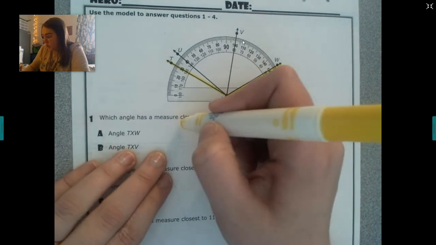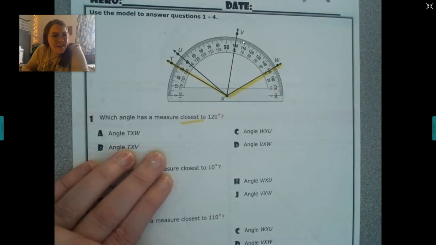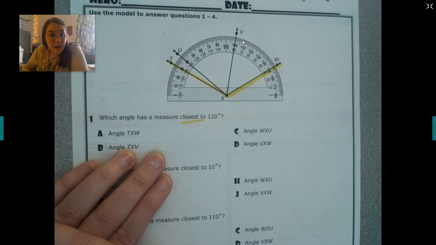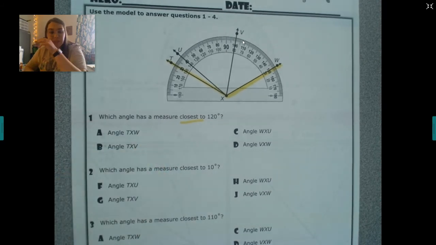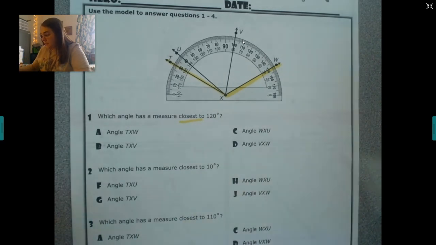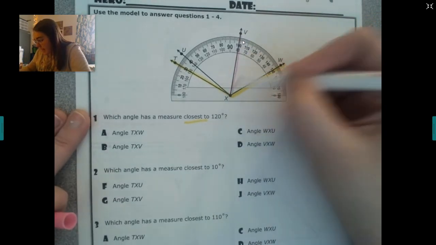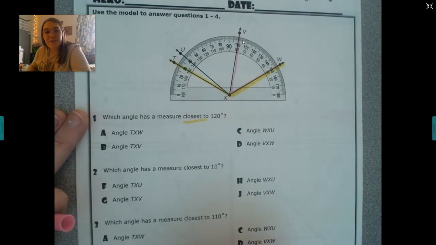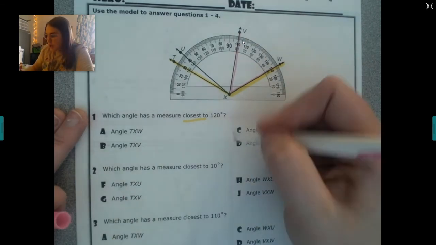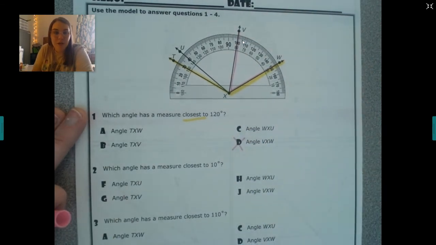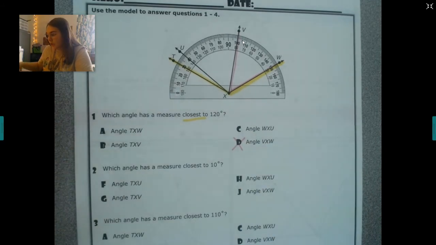So when it says closest to, does that mean it has to be exactly 120 degrees? No, it doesn't have to be exactly 120 degrees, but it needs to be close. So this angle right here, VXW, that is an acute angle. So can that be 120 degrees, an acute angle? No, it cannot be 120 degrees. So think about this logically.